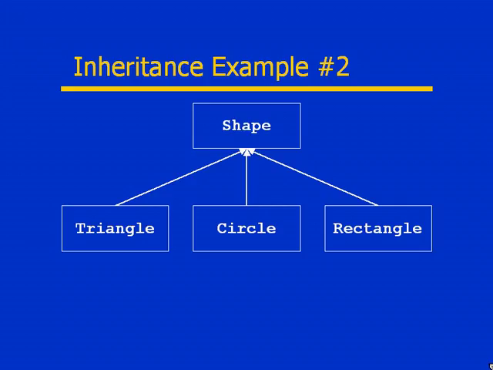Inside of the circle class, I could define fields which will specify the size of the circle. I could also define a method which will allow me to get the area of the circle, also the circumference of the circle. The rectangle class would define a width and height field. I could also define a method which will allow me to get the area of this rectangle.